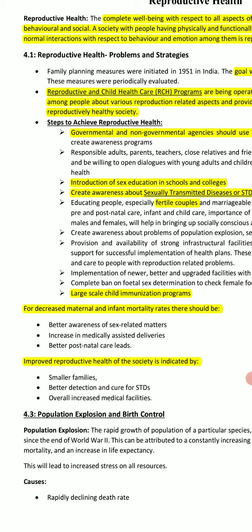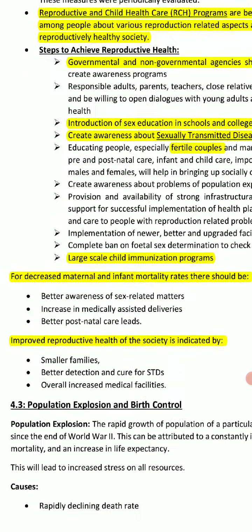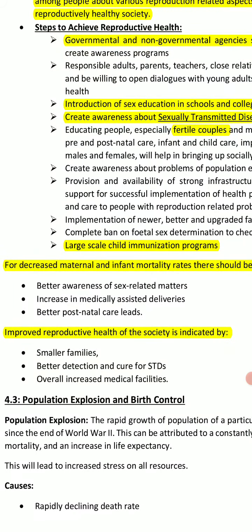I am repeating again, how will you detect that the reproductive health of the society is improving? By smaller families, by better detection and cure for STDs, and third, overall increased medical facilities. Clear? Next and the last topic for today, population explosion and birth control.